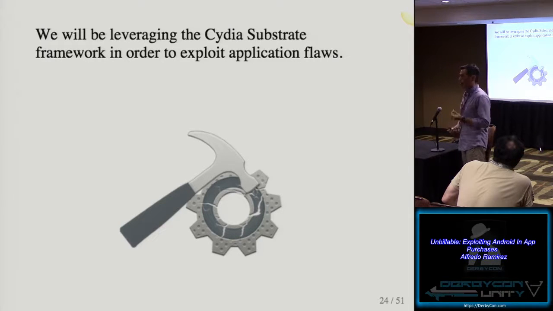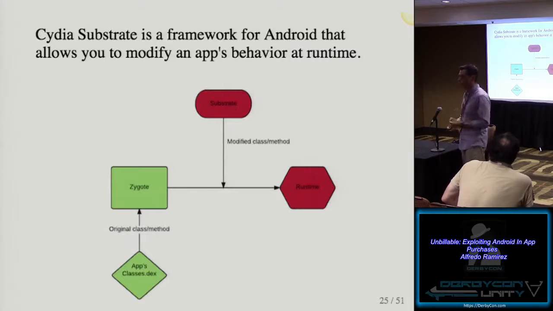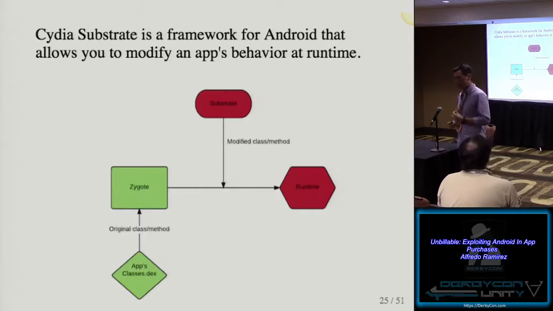And Cydia Substrate, essentially what it is, it's a framework that allows you to modify the way an app behaves at runtime. So we know, hopefully, that Android is mostly Java. It's a Linux kernel, but most of the layer that we're going to interface with is Java. But instead of running a stack-based Java virtual machine, we're running a register-based Dalvik virtual machine, which is essentially the same thing for our purposes.